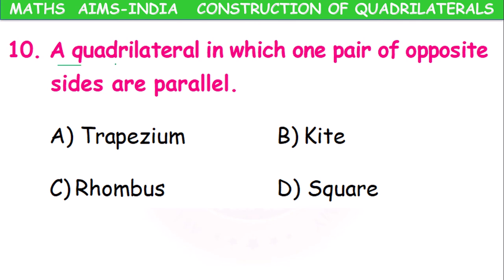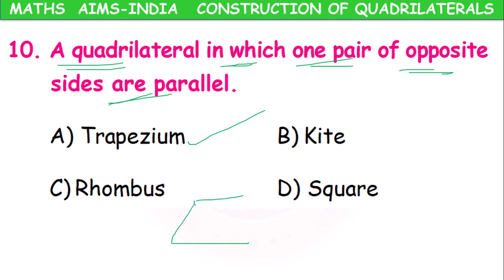Next, a quadrilateral in which one pair of opposite sides is parallel. It will be a trapezium, because in a trapezium only one pair of opposite sides is parallel. Here AB and CD are parallel. They are not equal, but AB and CD are parallel. So trapezium is the correct answer.